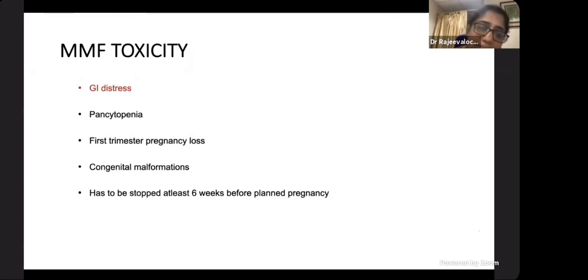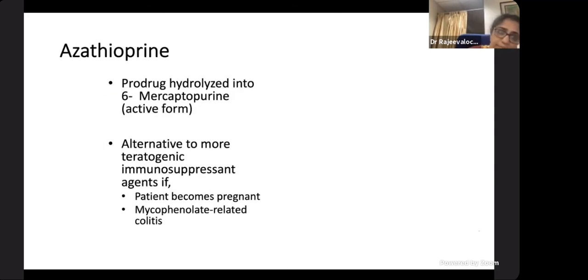Now, MMF toxicity is mainly GI toxicity. Sometimes we see entire areas of the colon being sloughed off. Cytopenias are fairly common. First trimester pregnancy loss and congenital malformations are very common. Therefore, in patients who have good graft function 1 year post-transplant and the female wishes to become pregnant, she has to be counseled and MMF stopped at least 6 weeks before the planned pregnancy, and switched over to azathioprine before we plan the pregnancy.